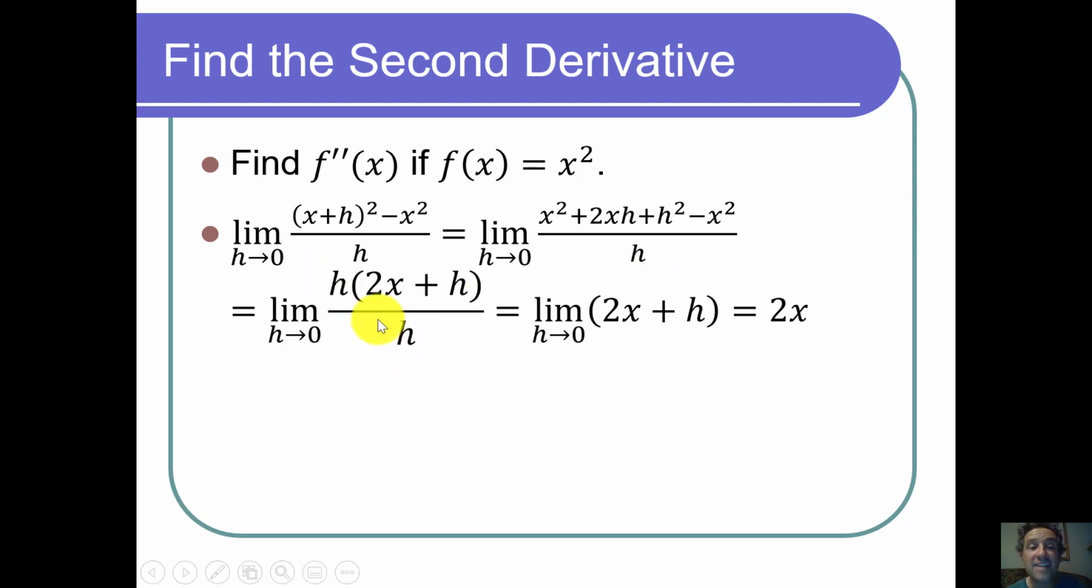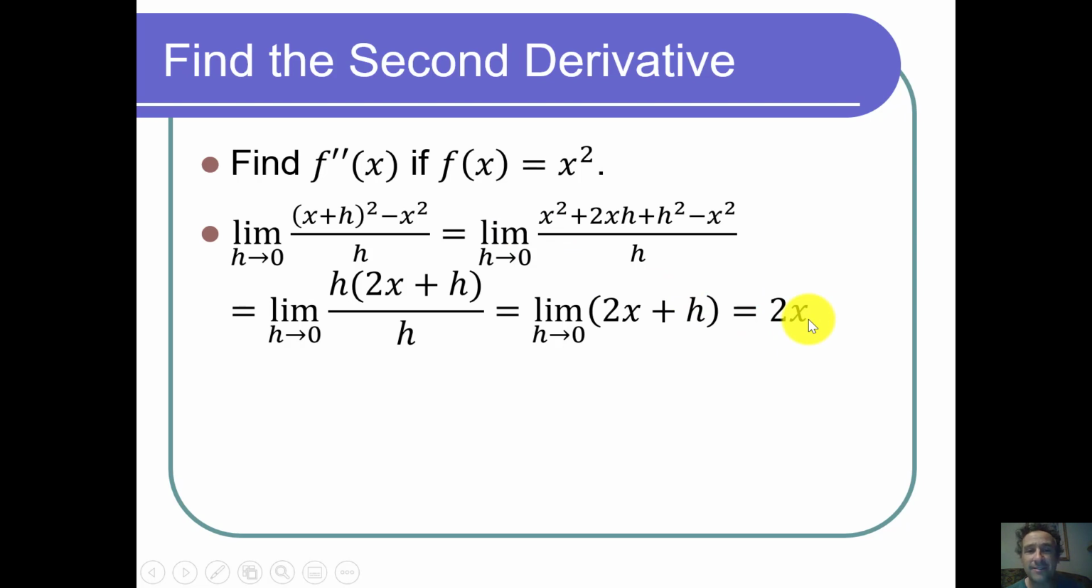Then I can cancel the h's. And when I cancel the h's, I'm left with 2x plus h. Now, once I cancel, that means I get to plug in. So now it's plug in h equals 0. And if I do that, I get 2x plus 0, which is just 2x. That was the first derivative of f of x. So if f of x is x squared, then f prime of x is 2x.